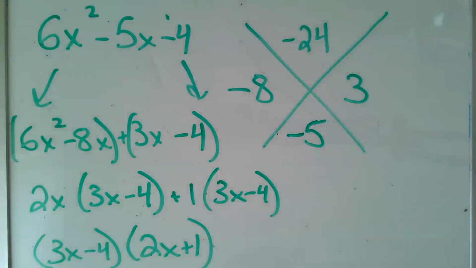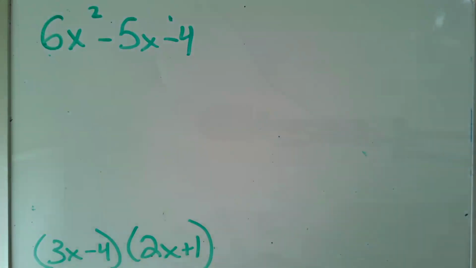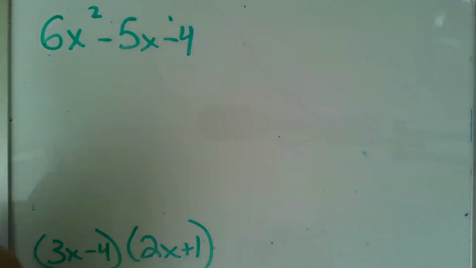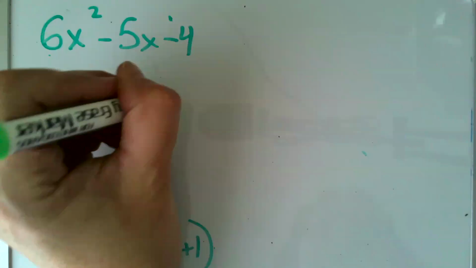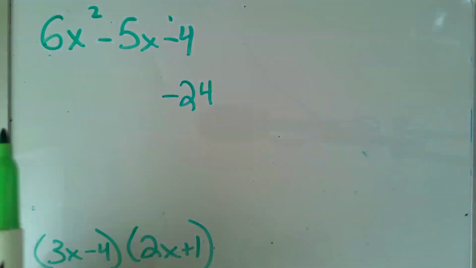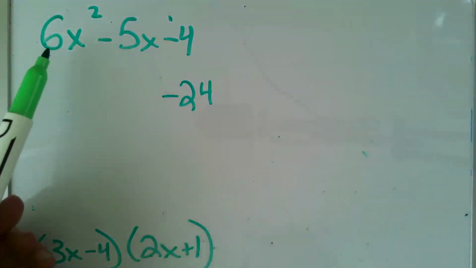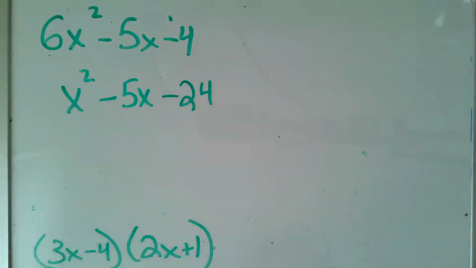Now, are you ready for a hack? Here we go. Okay, I'm leaving our answer so we can see that we got to the same thing, but here's our hack. Okay, step 1, same thing. Multiply a times c. So 6 times negative 4, negative 24. Now, rewrite the rest of this equation, but leave this 6 out. Okay, x squared minus 5x minus 24.